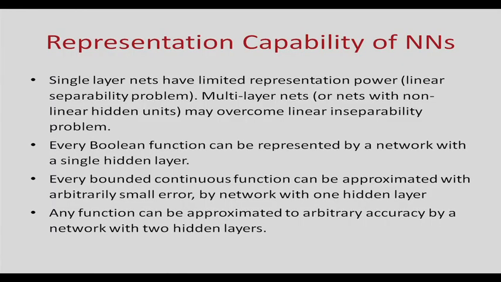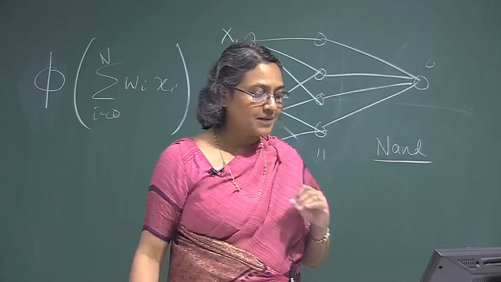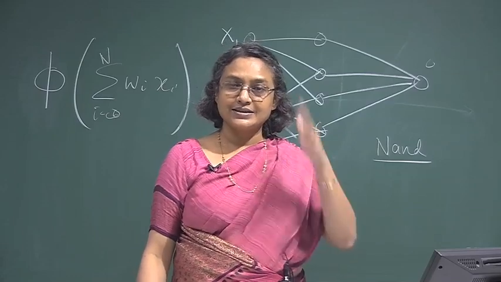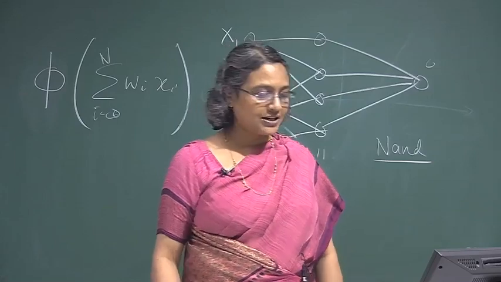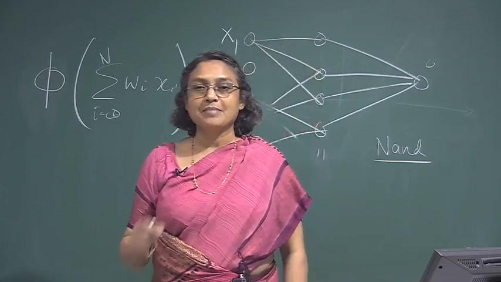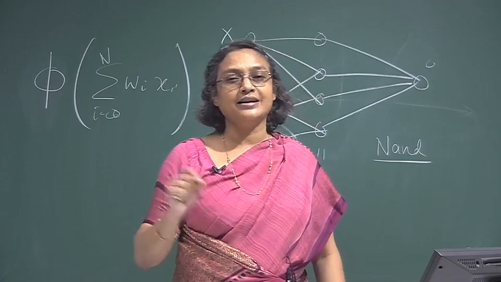Secondly, we can say every bounded continuous function can be approximated with arbitrarily small error by a neural network with one hidden layer. So, not just Boolean functions: if you take a continuous function that is bounded, that is, it does not go to infinity, it is within a bound, then it can be approximated with arbitrarily small error using a single hidden layer neural network.